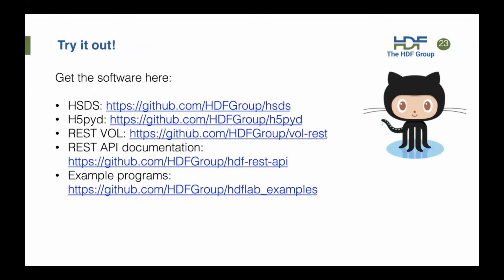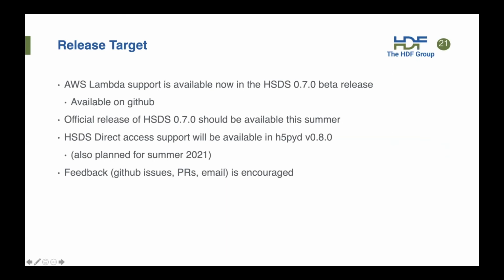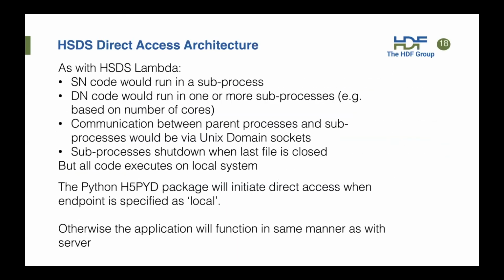So let me say that the advantage of Lambda, though, is that you don't have to provision a server and you have this infinite scalability. And then on slide 18, the direct access architecture, let me just briefly summarize. We use the same kind of concepts as Lambda, but we enable the HSDS code to run as a sub-process of the client. So again, there's no server, but all the code executes on the client.